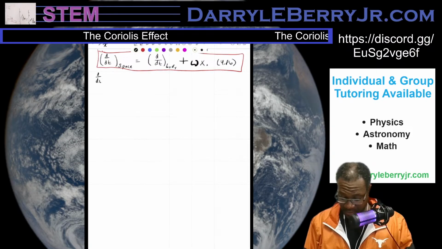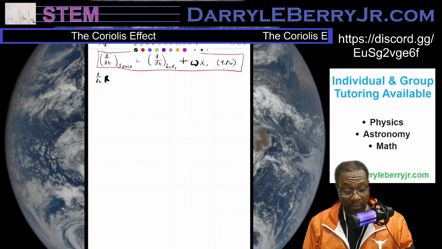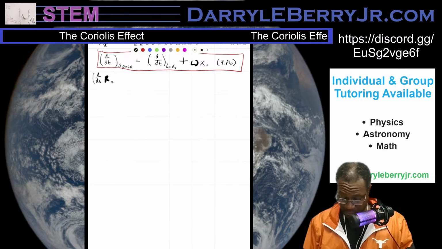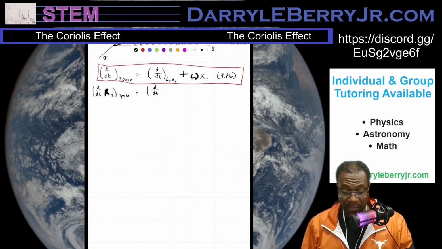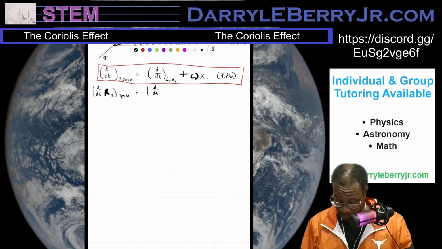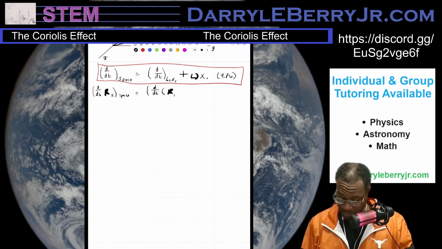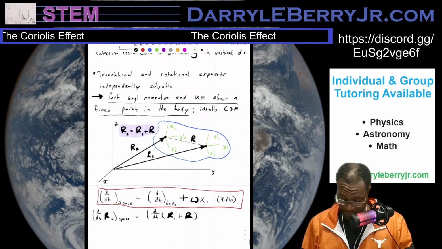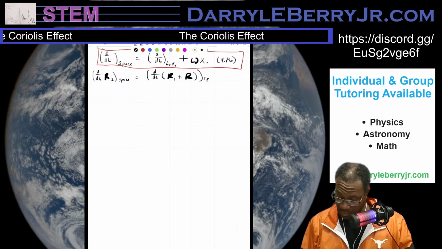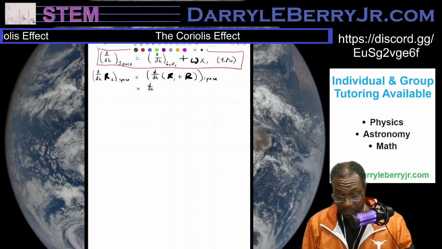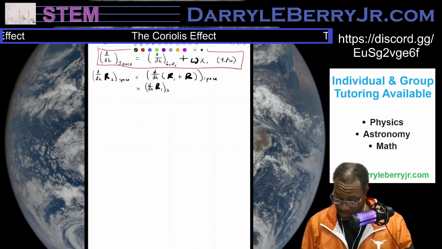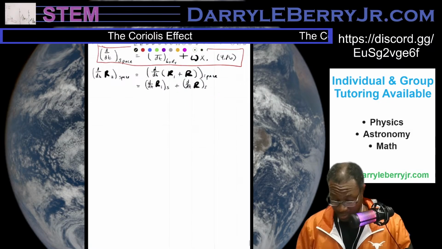So we have d/dt of R2 in space equals d/dt of R1 plus R, as was defined initially, in space, which equals d/dt of R1 in space plus d/dt of R in space. Okay, so that's working out so far.